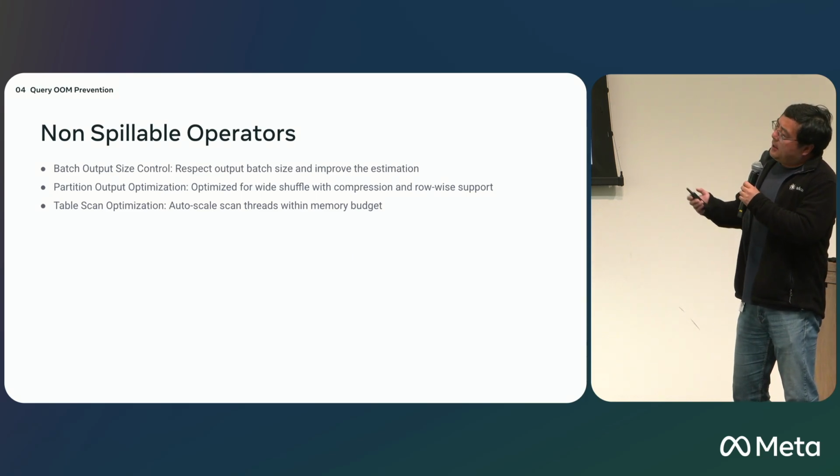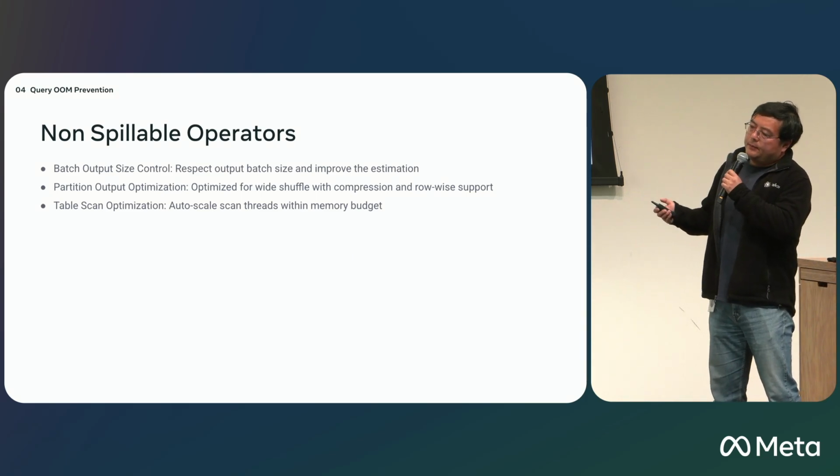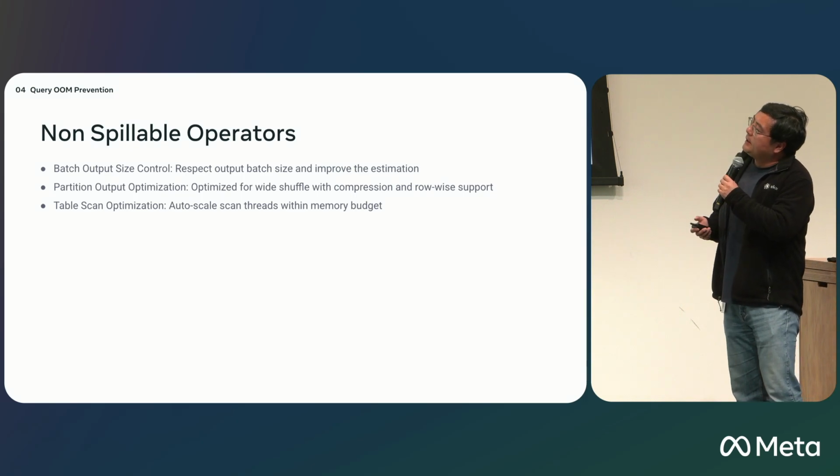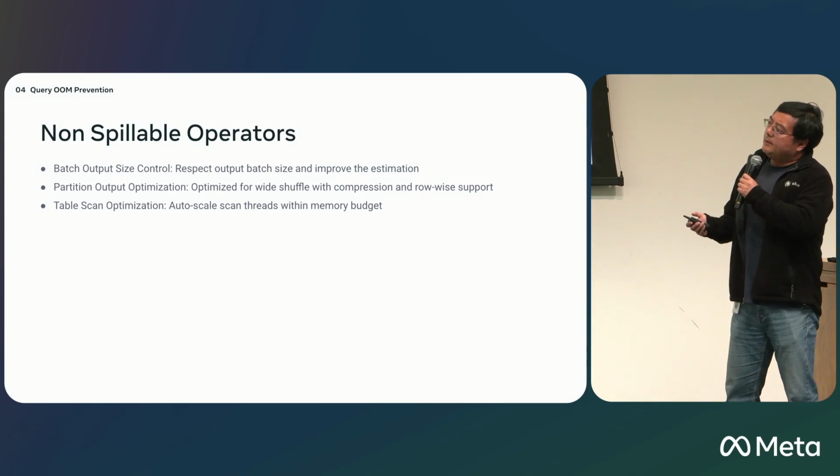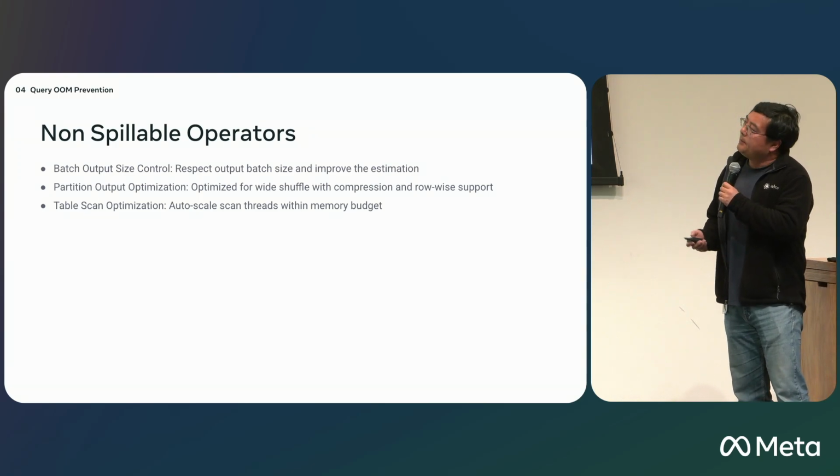With all these optimizations together, we effectively prevent the OOMs in production at Meta. We will also continue to investigate and fix new OOM patterns when onboarding new query workloads to Prestissimo.